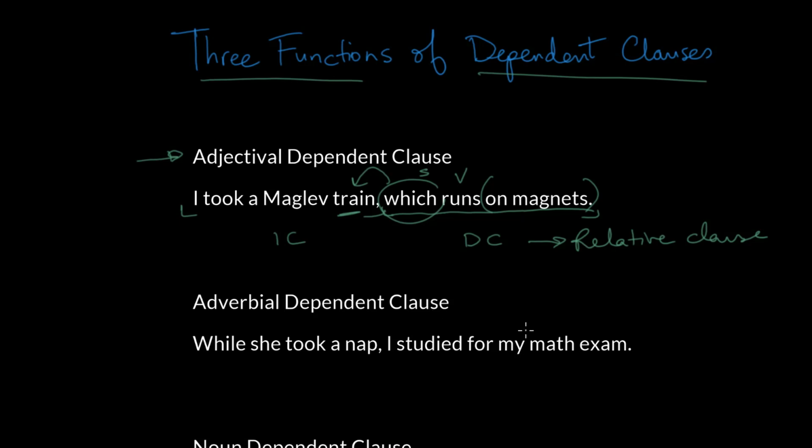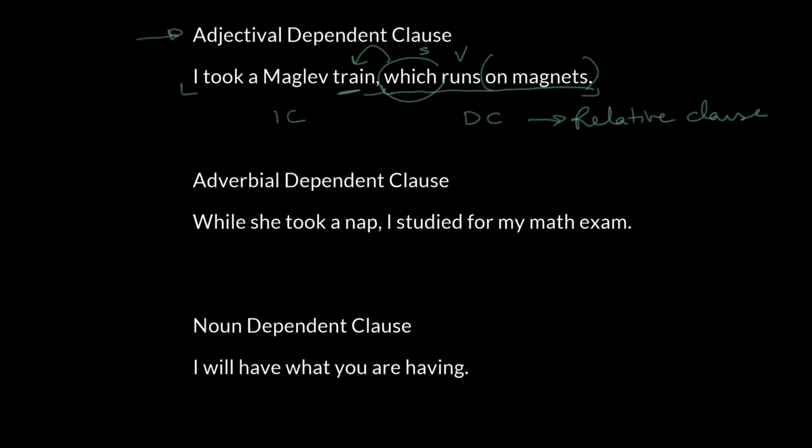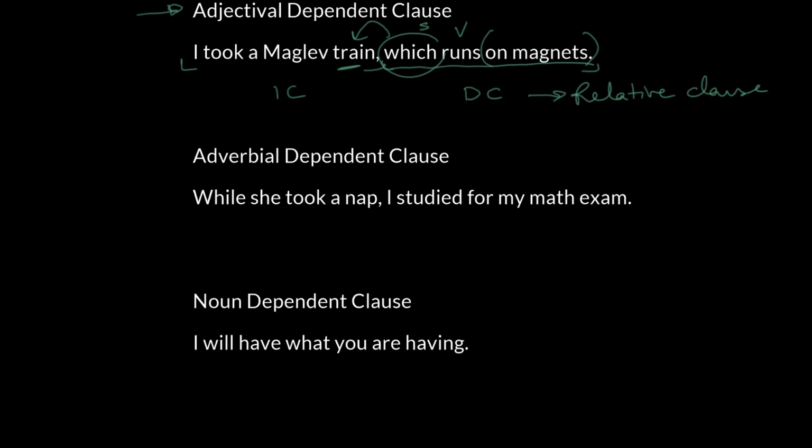The second function is adverbial. Adverbs are obviously very tricky because they can do so many different things, but very often they modify the verb, and that's what we'll have a look at here. If we look at this sentence, it reads, while she took a nap, I studied for my math exam. The second part is the independent clause. It can stand by itself as a sentence. And the first part is the dependent clause.